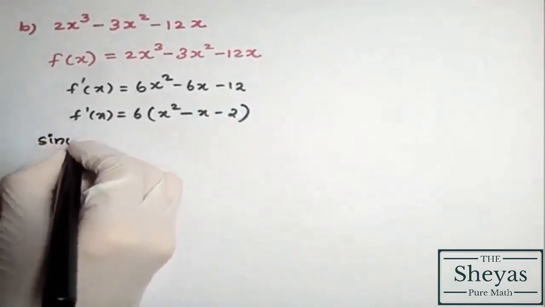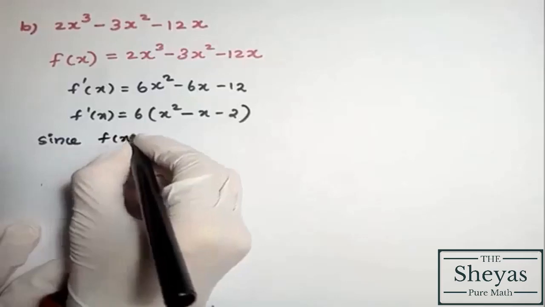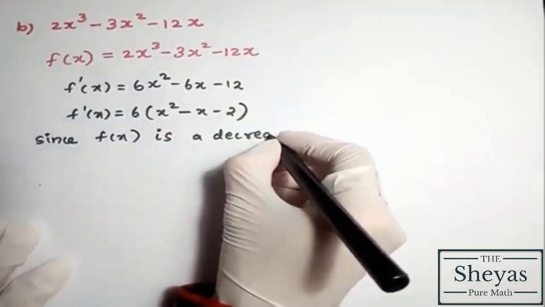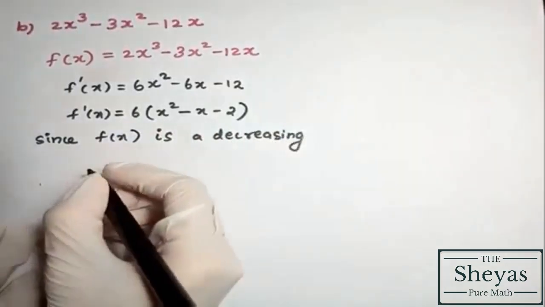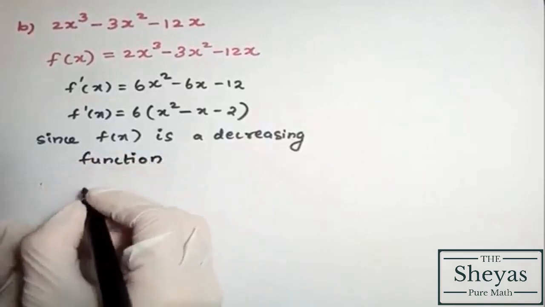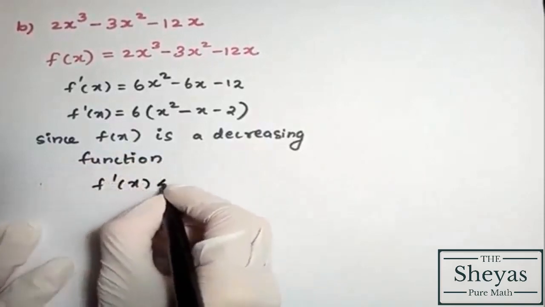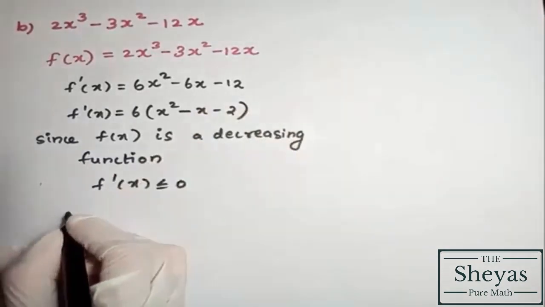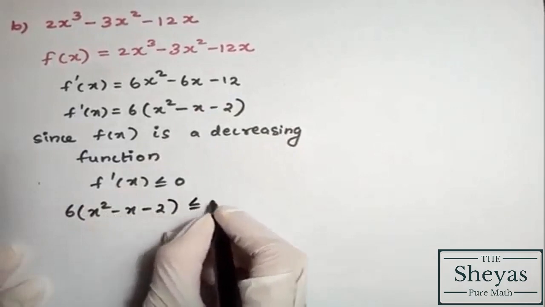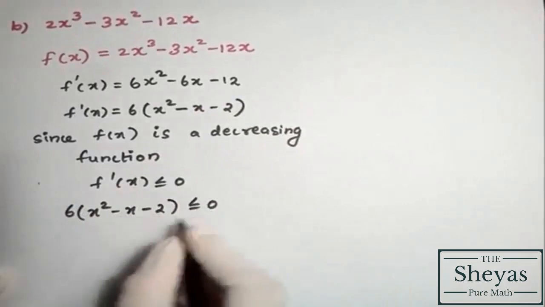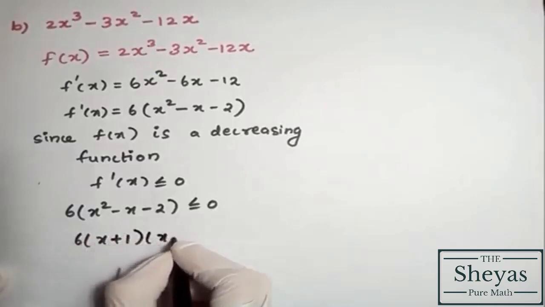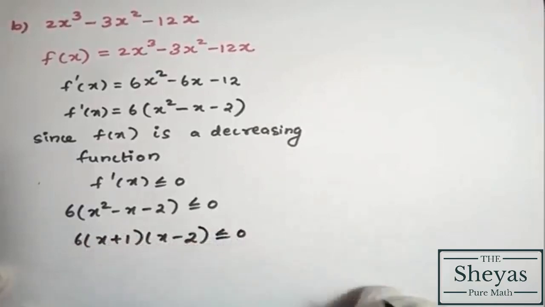What is the question given? The function is a decreasing function. So since f of x is a decreasing function, the condition is f dash of x less than or equal to 0. So what is f dash of x? 6 times x square minus x minus 2 less than or equal to 0. I can factorize this and write it as 6 into x plus 1 times x minus 2 less than or equal to 0.